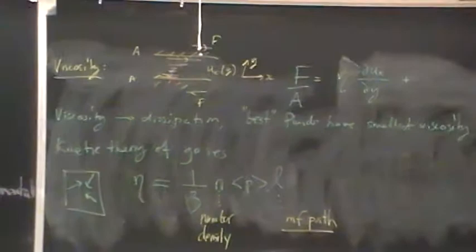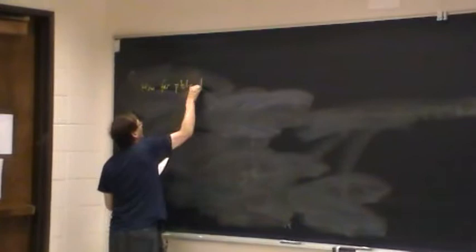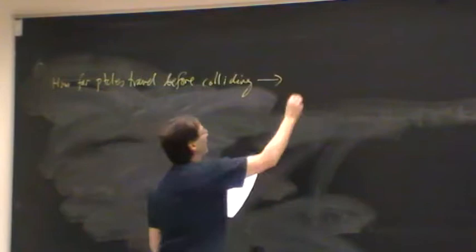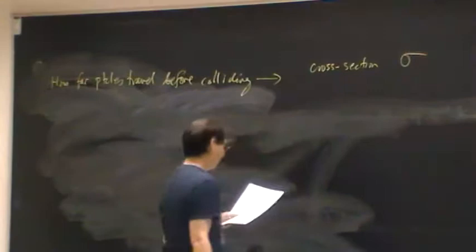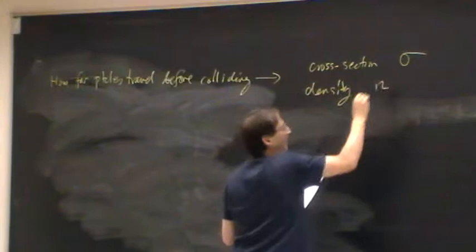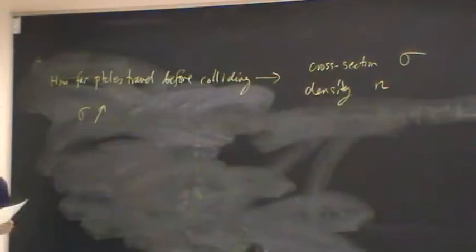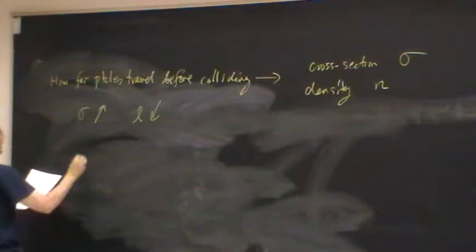So how far particles travel before colliding is going to depend upon several things. First of all, it's going to depend upon their cross-section. And it's also going to depend upon the number density n. So what you would expect is this: as sigma goes up, so the cross-section of the particles goes up, you would expect that L is going to go down, and similarly you would expect that as the number density goes up, the mean free path is going to go down.